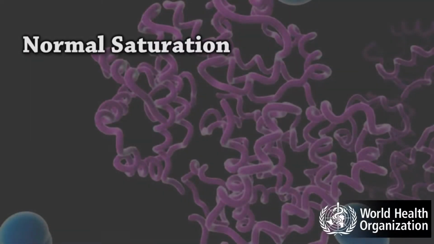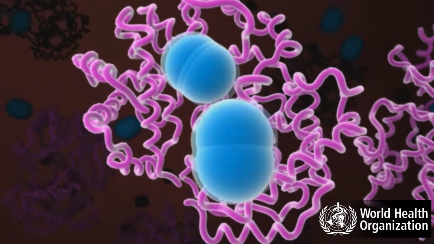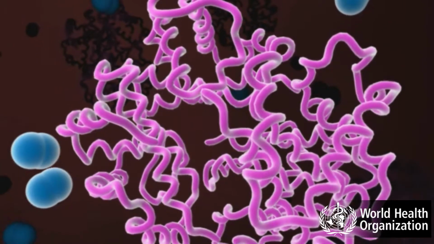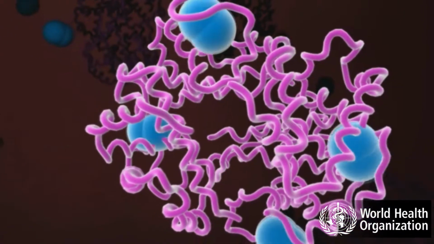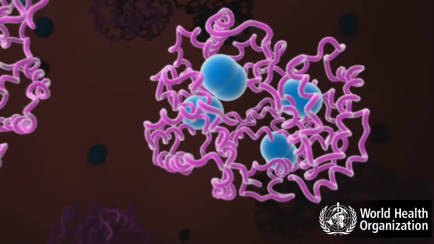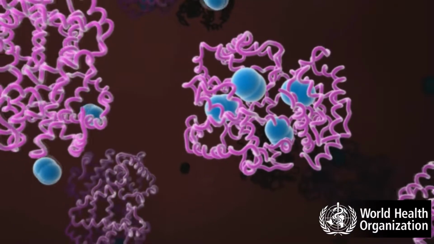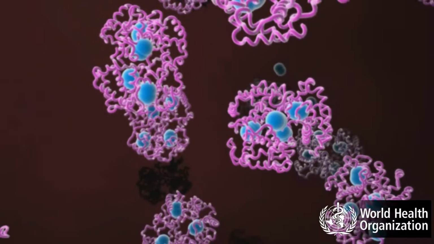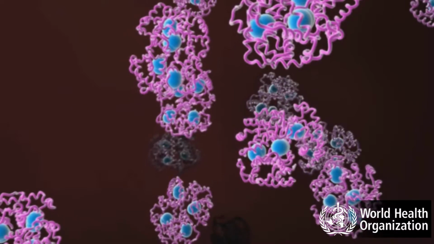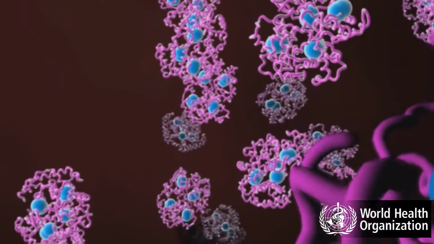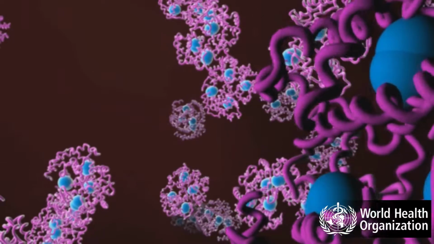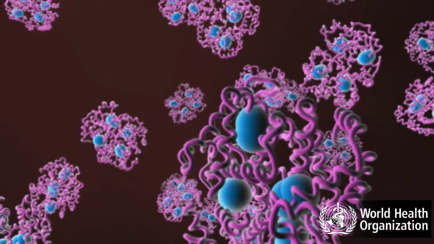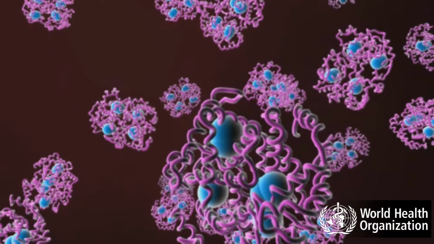Normal saturation. 1 molecule of hemoglobin can carry up to 4 molecules of oxygen. If all 4 binding sites on the hemoglobin molecule are carrying oxygen, the molecule is termed saturated with oxygen. The measure of saturation of all hemoglobin molecules in arterial blood is known as the arterial blood oxygen saturation, or SaO2. If every molecule of hemoglobin contained in the blood is fully saturated, the SaO2 is 100%.